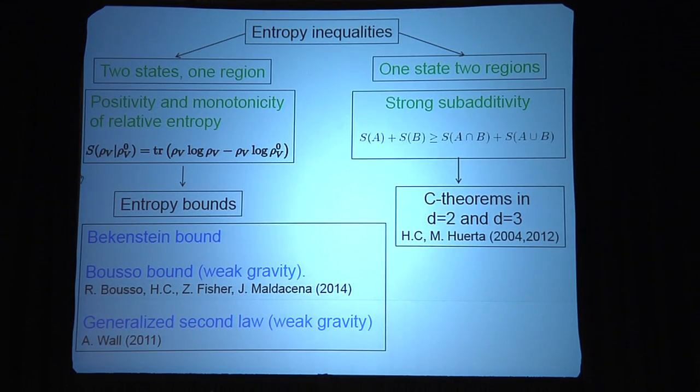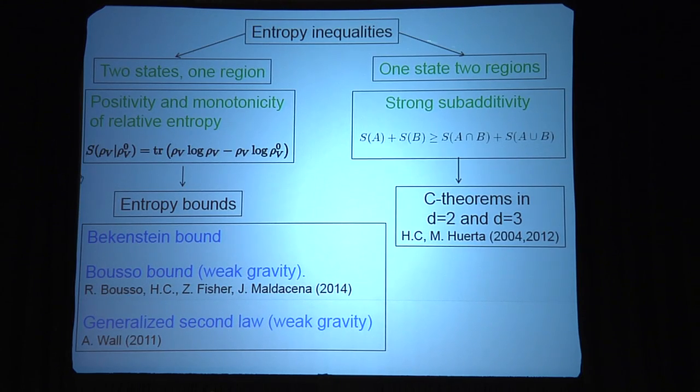And this has led to the proof of several things, the entropy bounds. For example, we have a proof of the Bekenstein bound using the positivity of relative entropy. And we have also a proof of the Bousso bound. This is a recent paper with Raphael Bousso, Zachary Fisher, and Juan Maldacena. We heard about that this morning. And there is also a proof of the generalized second law in the weak gravity limit by Aron Wall in 2011.